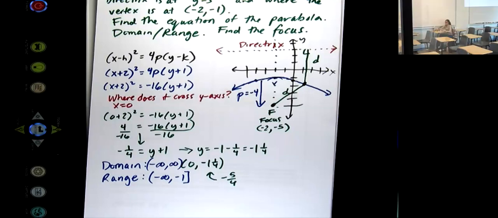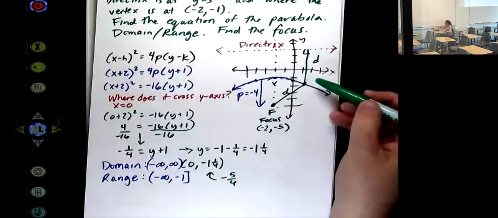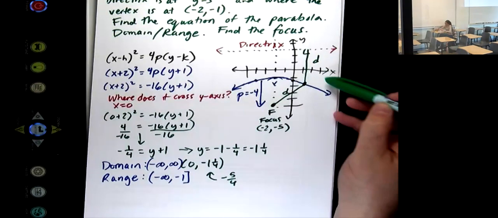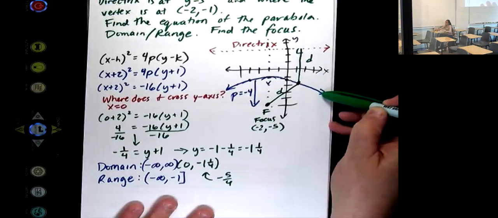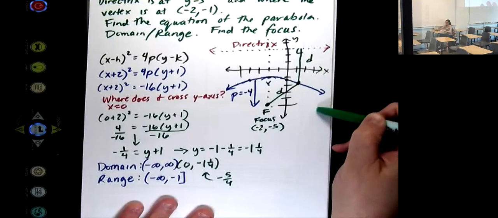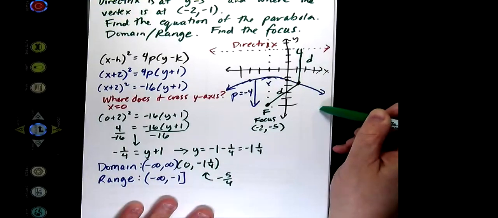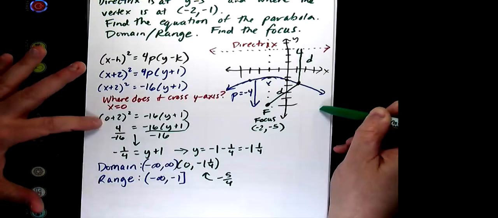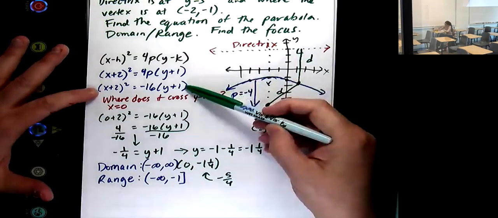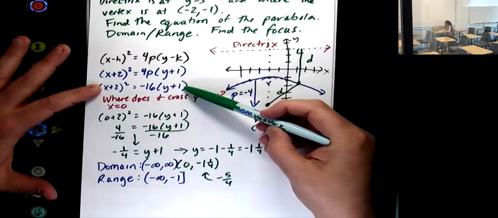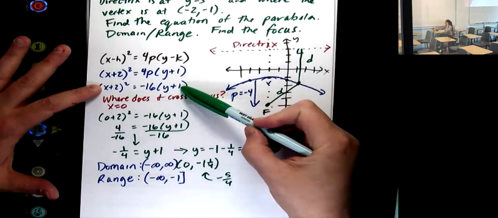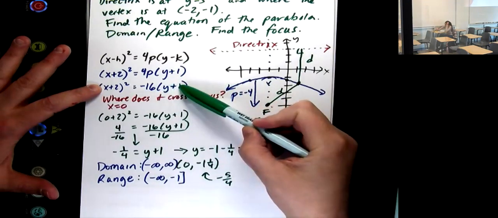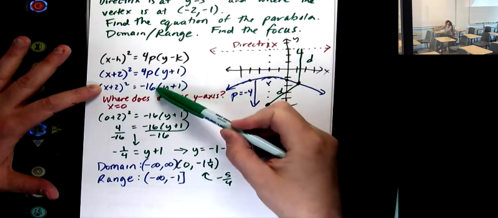5, -5 is way over. That might be on there. Okay. Wait, 5, -5 would be level with the focus. Does it fit? 5 would give me 49 here. -5 makes that -4. -4 times -16, 64. Those don't work.